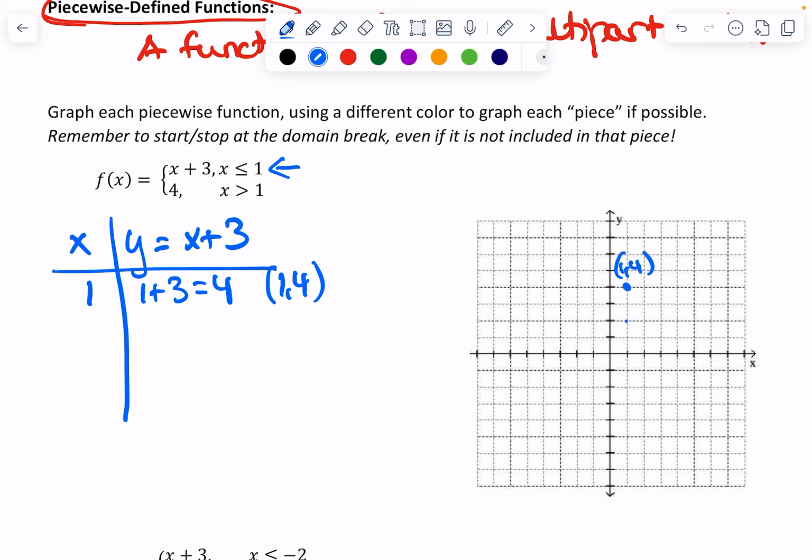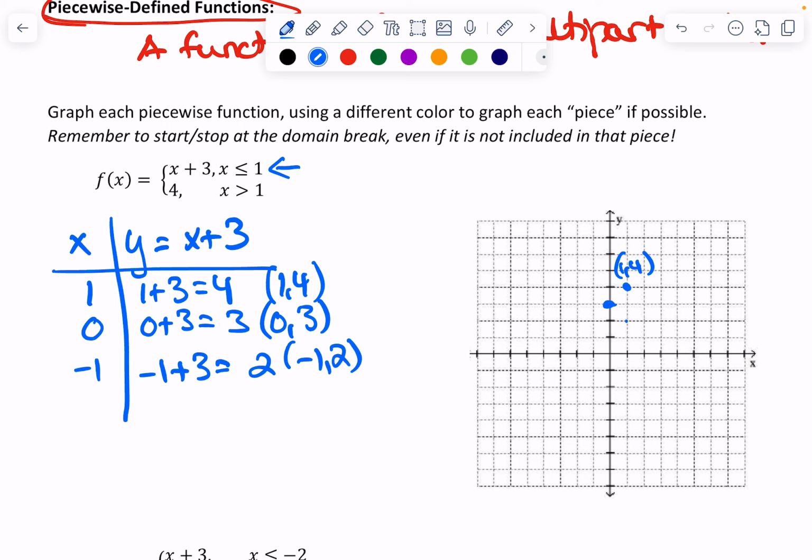Now, notice that this is x is less than 1, so we're going to have to go down to 0. 0 plus 3 equals 3. So (0, 3), which is our y-intercept right here. And then negative 1. Negative 1 plus 3 equals 2. So I just picked the easiest points to plot. Negative 1 and 2. So that's our next point.